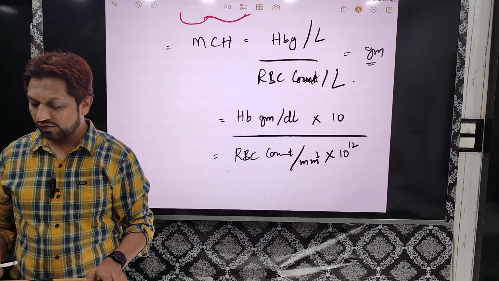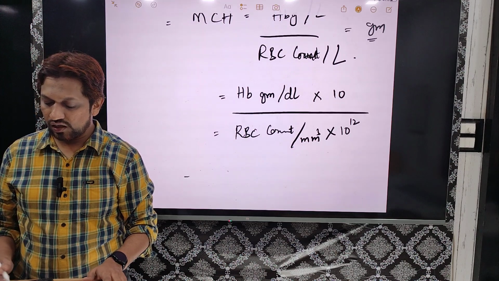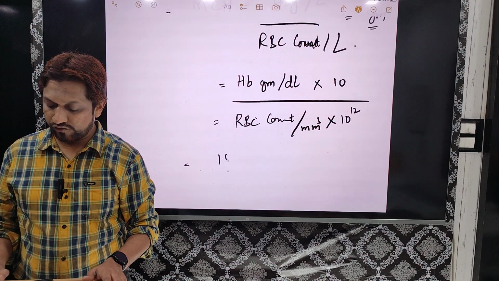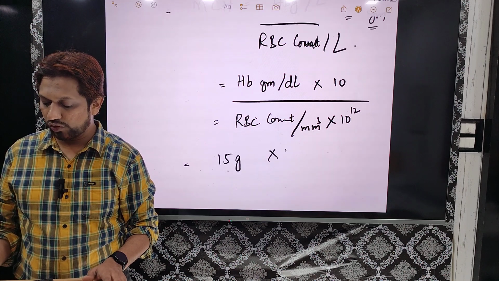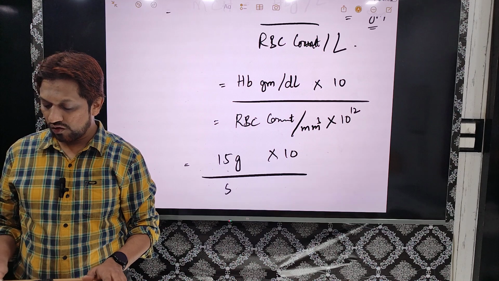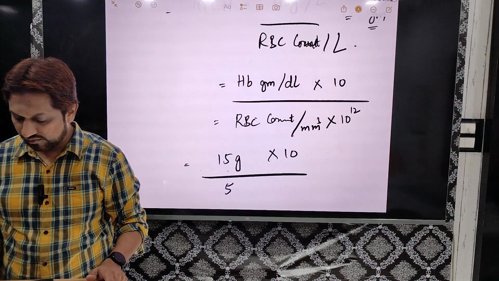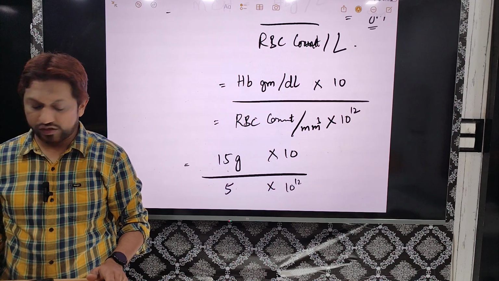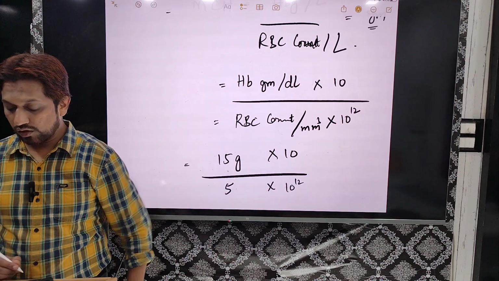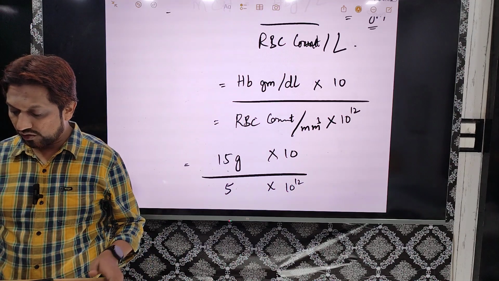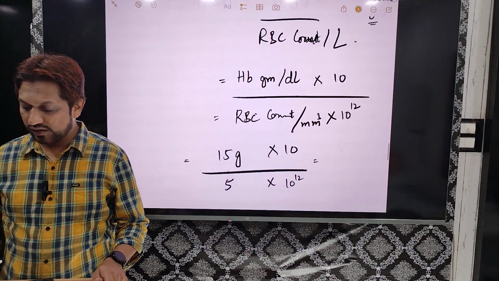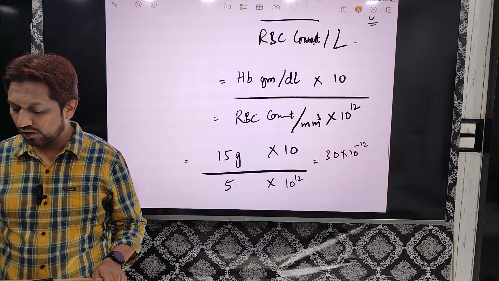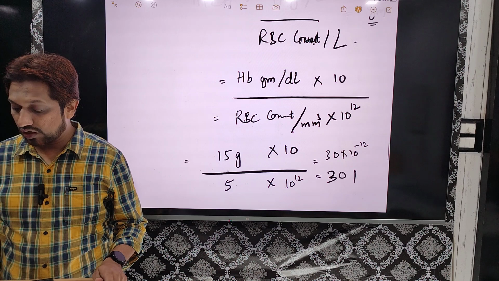Okay, if we substitute these values here, generally the hemoglobin content is normally 15 grams per deciliter into 10, and the RBC count is around 5 million, 5 million into 10 to the power 12. So if we derive this, what value we get is 30 into 10 to the power minus 12, that is around 30 picogram.